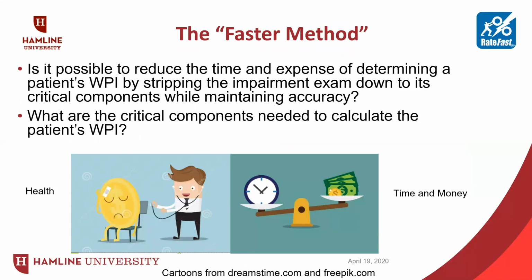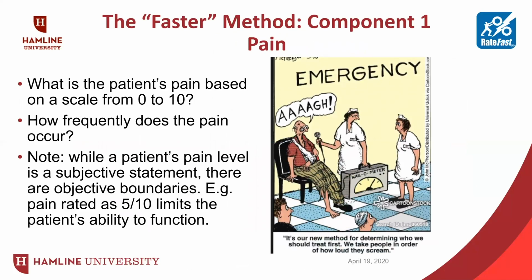Well, what about the faster method? What is this faster method and the critical components that are necessary? And to do this, we'll go through each one of them. There are 4 of them. The first one of these is pain. This is something most of us are quite used to. Whenever we go to the doctor's office, we have pain. We give a pain rating, 0 for no pain, to 10 for excruciating pain. Note that this is subjective, but there are objective limits. A pain level of 5 or greater will include limitations on the patient's ability to function.